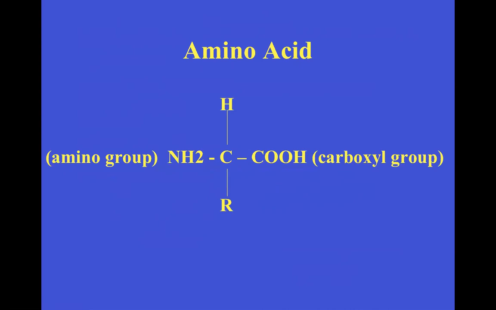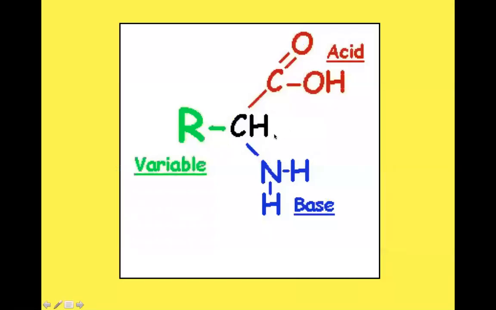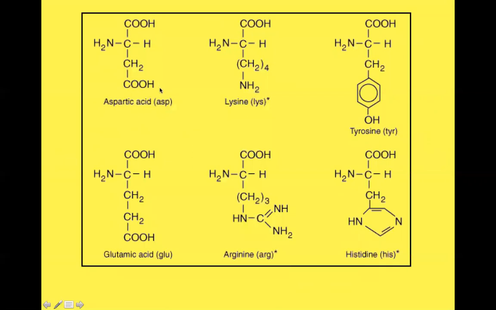And since there are 20 different amino acids, and they all have the same structure, there's going to be 20 different types of R's to give us our 20 different types of amino acids. Again, here you see the general structure of an amino acid: the central carbon, the hydrogen, the carboxyl group, C double bond OOH, the amino group, NH2, and then the variable group, the R group. And here are some of the R groups. Take a look at these pictures here.